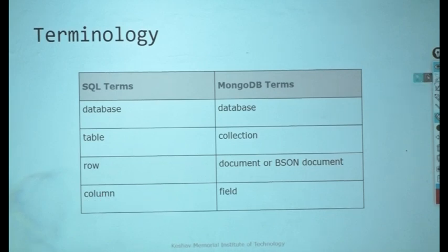If you want me to compare MySQL and MongoDB terms, here they are. Database in SQL we call a database. In MongoDB also a database. Table we call here a collection. Row we call here a document or BSON document. Internally this is in BSON. Internally it's going to convert into BSON.